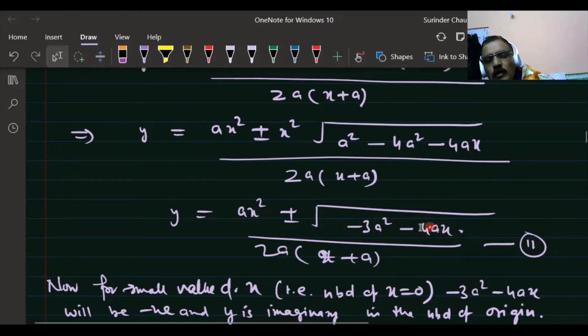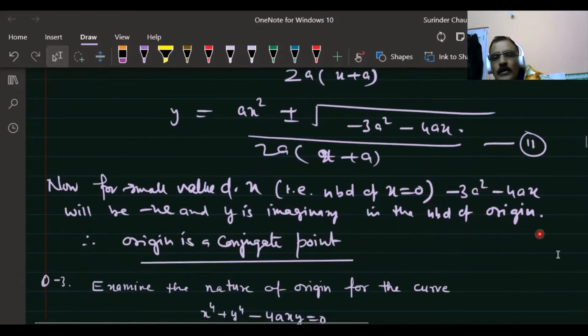If you multiply this very small positive number, the negative term with a very small number added will not change its behavior; it remains a fixed negative number in the neighborhood of the origin. So the term under the root, minus b square minus 4 a x, will remain negative. Therefore the value of y is imaginary in the neighborhood of the origin, in the neighborhood of x equal to 0, so the origin is a conjugate point.